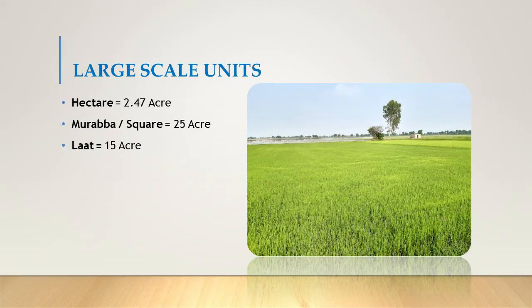Next, the larger units. Larger scale units are basically hectares, murabba or square, and lot. So 1 hectare is equal to 2.47 acres. Murabba is widely used in areas where we have large ownerships, or where we calculate the area on a larger scale. So 1 murabba is equal to 225 acres, or 15 lots. One lot is equal to 15 acres.